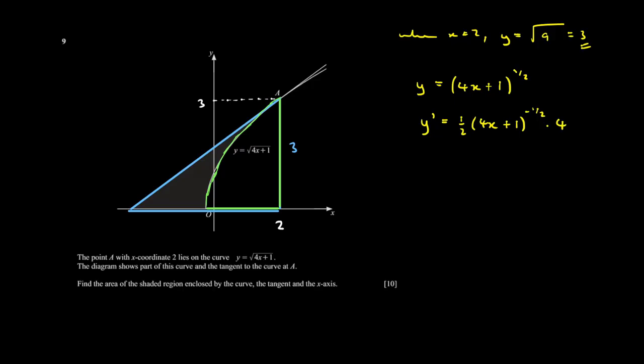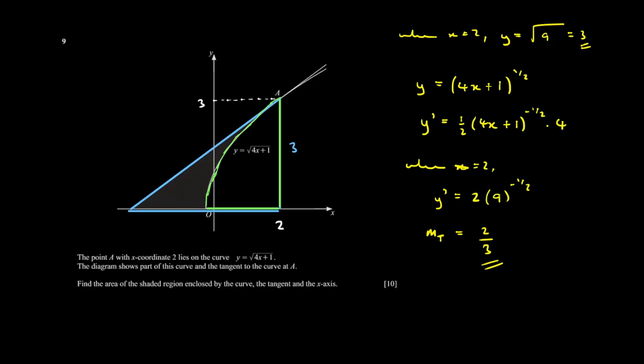Now I want to find the gradient at the point A, because I want to find the tangent at A. So I want to find the gradient when x is 2. So when x is equal to 2, I've got y prime is equal to a half times 4, which is 2. 4 times 2 is 8, plus 1 is 9, to the power of negative half. Now, what does the power of negative a half mean? The negative means 1 divided by, it's the reciprocal, and the half means square root. So it's 2 over the square root of 9, and the square root of 9 is 3. So that is the gradient of the tangent, 2/3.